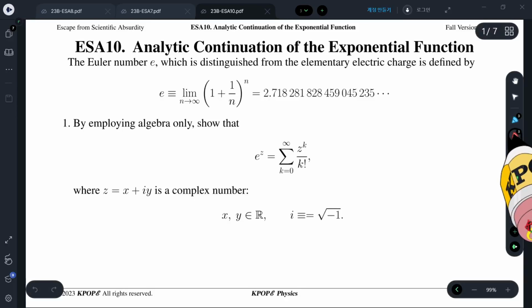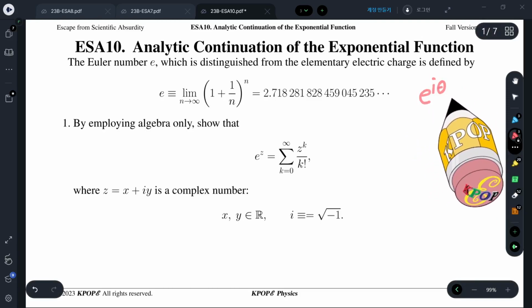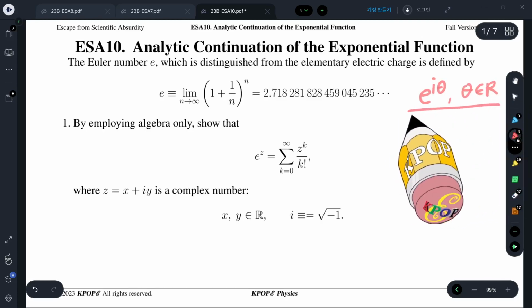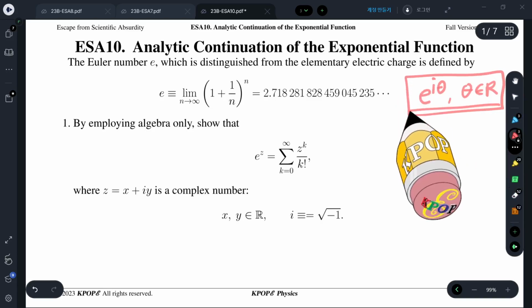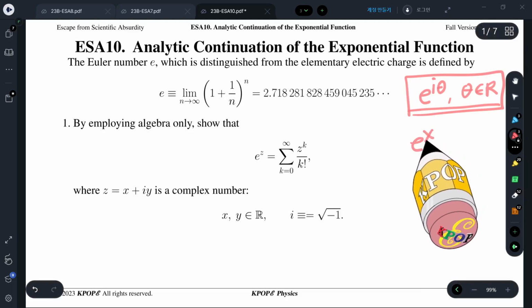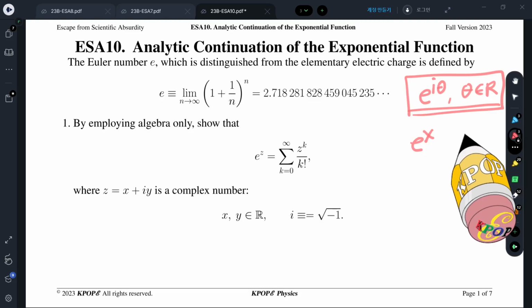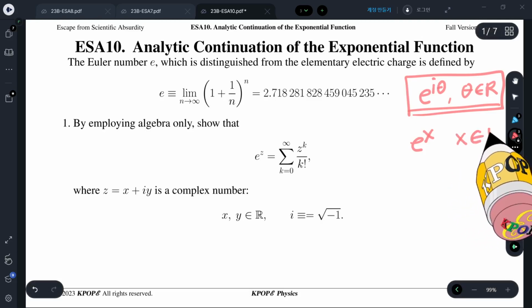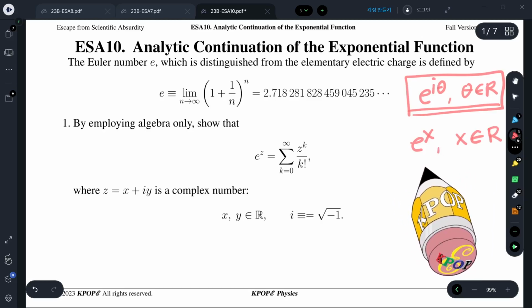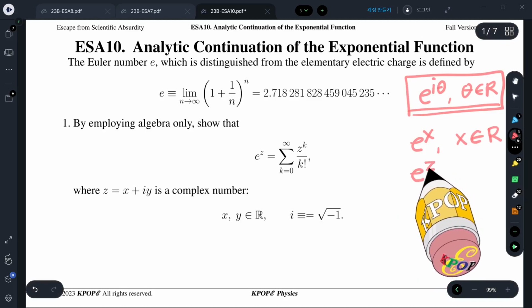This time we study exponential i theta, where theta is a real number. To consider this, we'd like to extend the region of the argument. Exponential x is defined for any real number. However, we would like to extend this one to the complex plane.